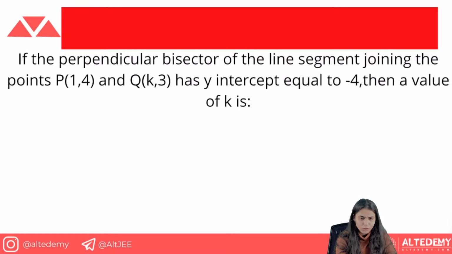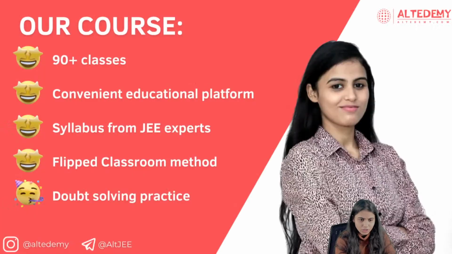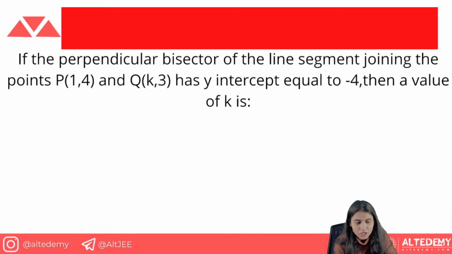Before doing this question, firstly we'll do this question. So this question is basically, if the perpendicular bisector of the line segment joining the points P(1, 4) and Q(k, 3), and this point has y-intercept equal to, then what is going to be? Okay, so we have this point.